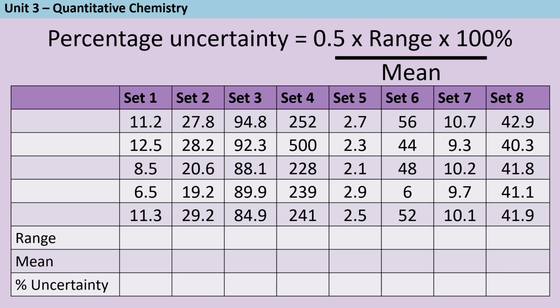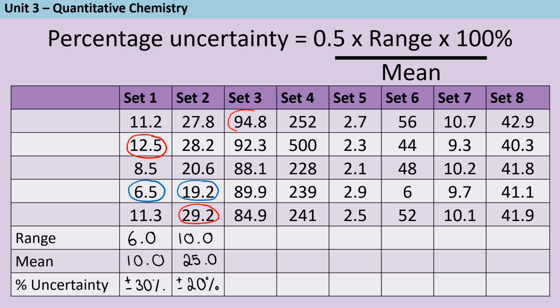For the first data set, the largest number take away the smallest number gives us a range of 6. The mean of those data is 10, and therefore the uncertainty, which is going to be half of 6 divided by 10 and then turned into a percentage, is plus or minus 30%. For the second set of data, the largest number take away the smallest number gives us a range of 10, and the mean is 25, which gives us a percentage uncertainty of plus or minus 20%.